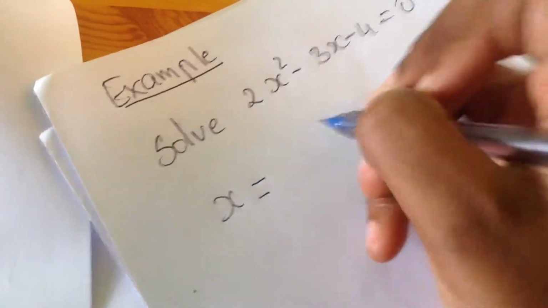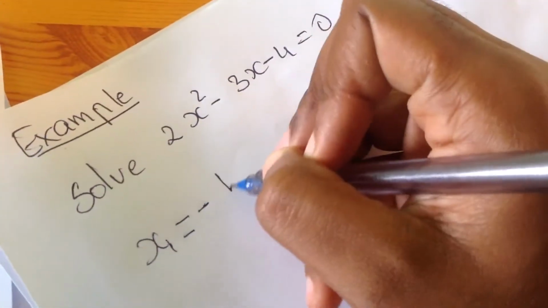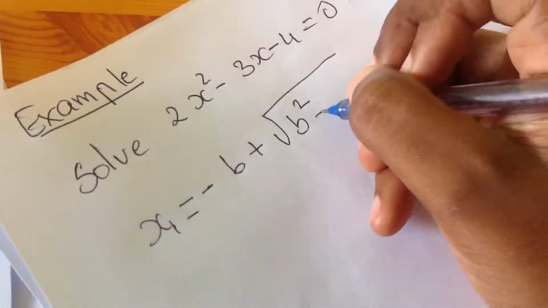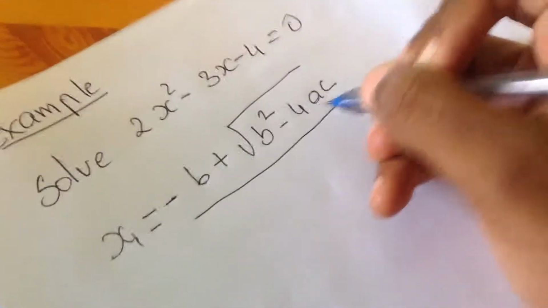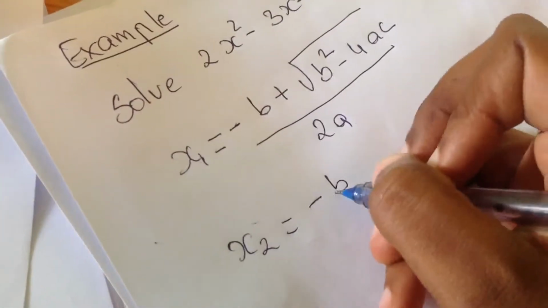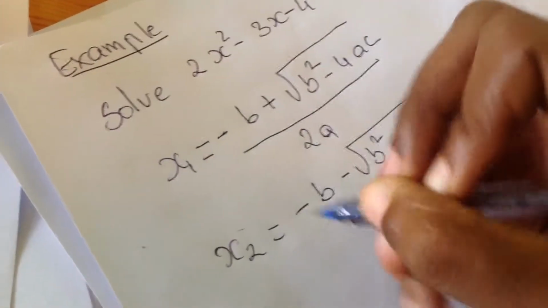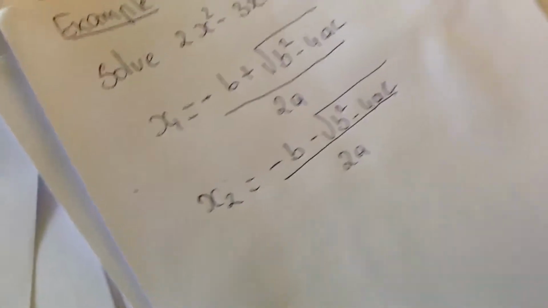x1 is equal to negative b plus, for the first one if you want, or minus, it depends on you, square root of b squared minus 4ac, and then all over 2a. So that's for the first x1. And for x2, it is negative b minus the square root of b squared minus 4ac, and then all over 2a. So you have different x's.